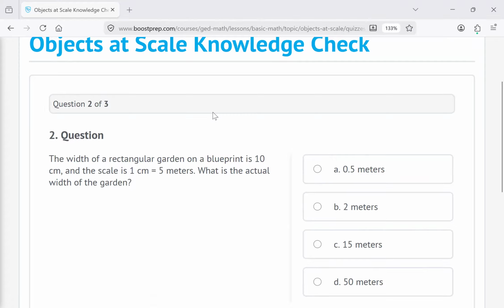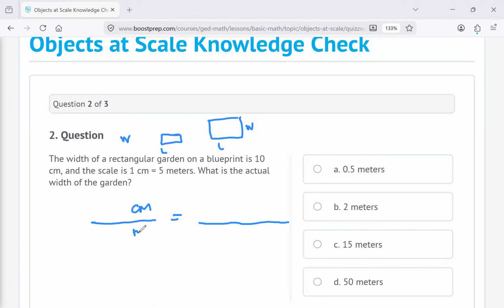So imagine you have two rectangular gardens. One is in scale, and then the other one is the actual, right? Here you have the length, and here you have the width. Here you have the length, and then you have the width. So set up our proportion. But what are our units? You have centimeters. And then you also have meters. So you put that here.